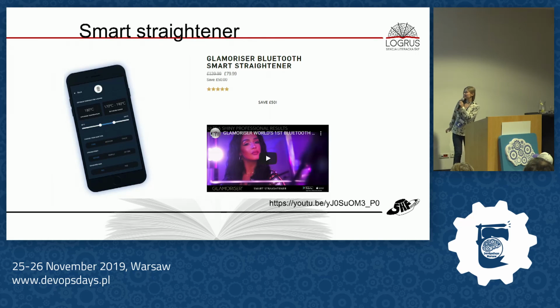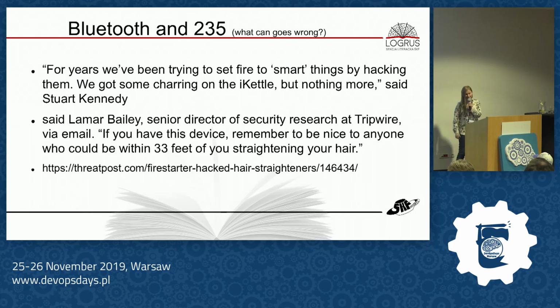Smart straightener, for non-English speakers, it means prostownica do włosów. What is funny with that? It's the same as the toilet. It's Bluetooth, of course, no authentication. But the funniest thing is that it can be very hot and you can set the apartment on fire just by connecting from your mobile phone to the Bluetooth without any authentication. So really nice.